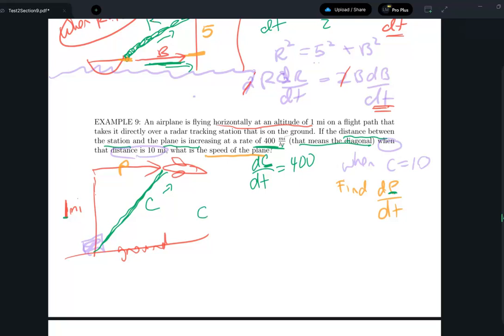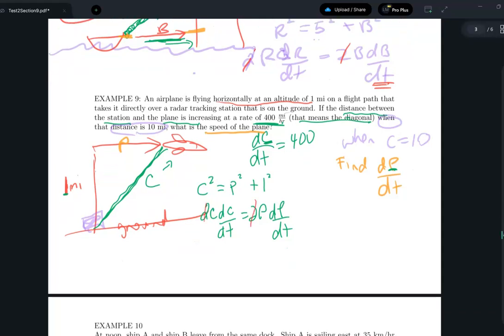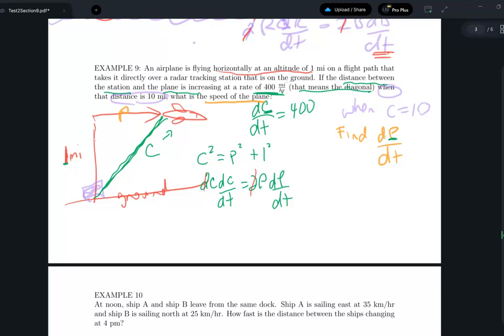Again, you see Pythagorean. C squared is P squared plus 1 squared, taking the derivative. Then I'm going to cancel the 2's. So let's see what I've got. I can plug in C equals 10. I can plug in 400, and I've got P times dP dt. That's what I'm trying to find.